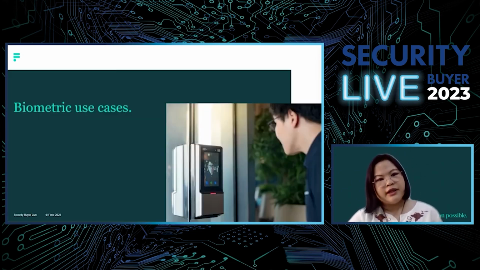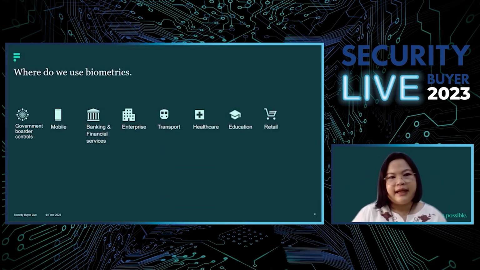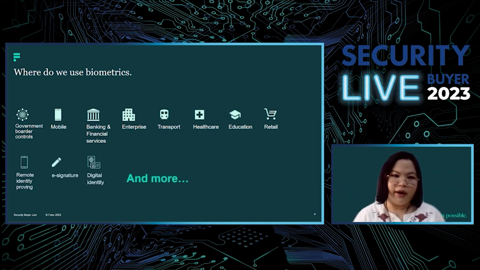So starting from the biometric use cases, we can see that today we use biometrics in many industries, starting from government, our smartphones for biometric unlock, and further use cases like banking, financial services, enterprises, access control, transport, healthcare, education, retail, and so on. And not only, more of them are coming, like remote identity, e-signatures, digital identities, and in-car payment, etc. So we can see the usage of biometrics are really increasing along the time.